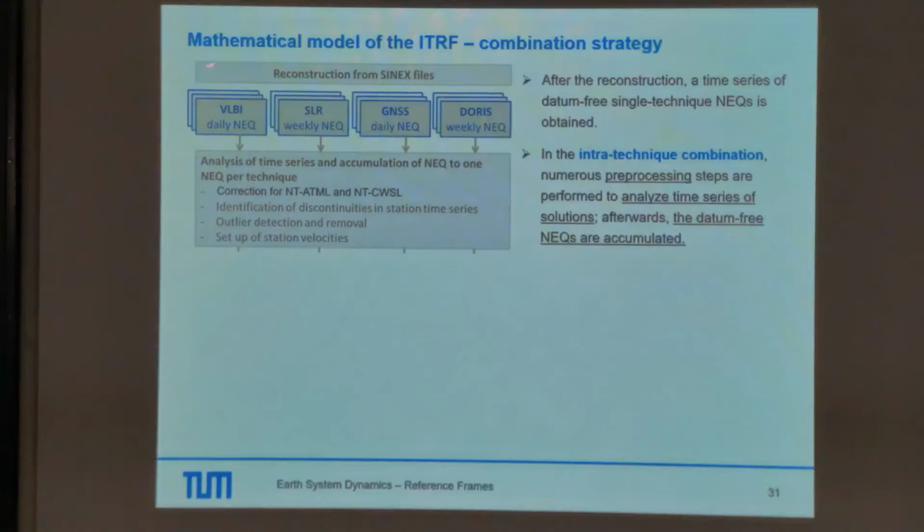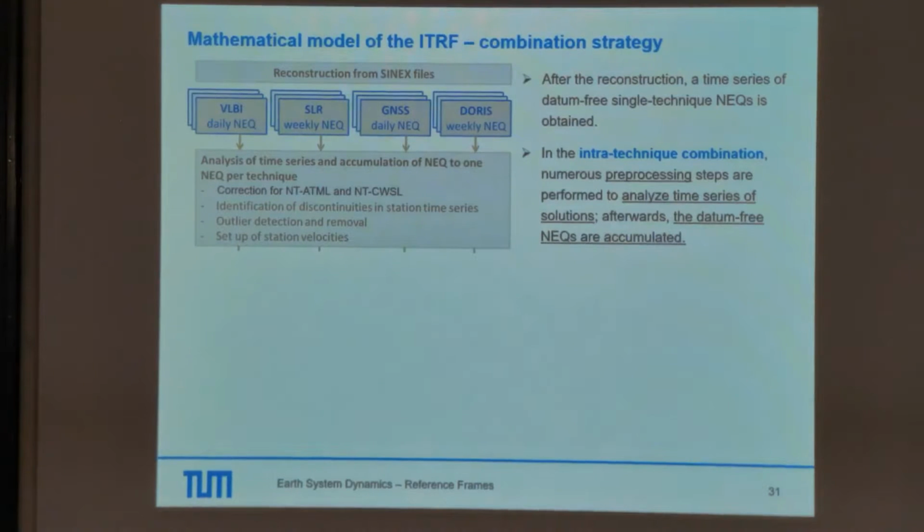What we then do is we solve these different technique-specific normal equations and get a coordinate time series for each coordinate. So for each point on Earth, we get a coordinate time series. And then we analyze these time series, so we correct for some uncorrected geophysical phenomena, which are called here non-tidal atmospheric loading or non-tidal current water storage loading. Not so important, but we remove geophysical information. Afterwards, we identify discontinuities, we detect outliers and remove them, and we set up station velocities.